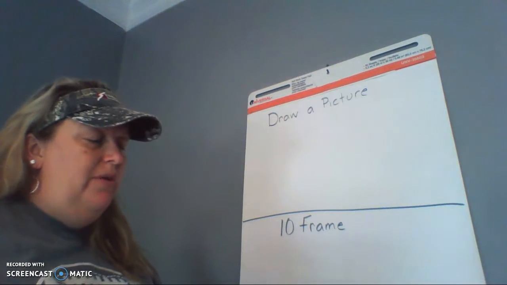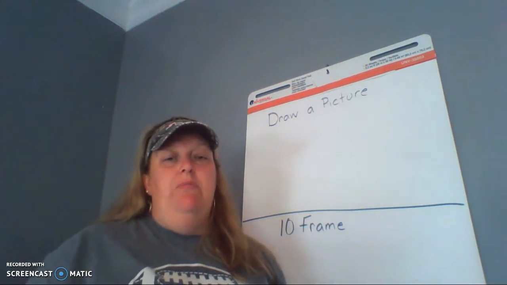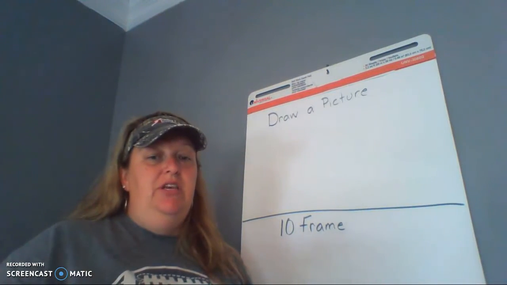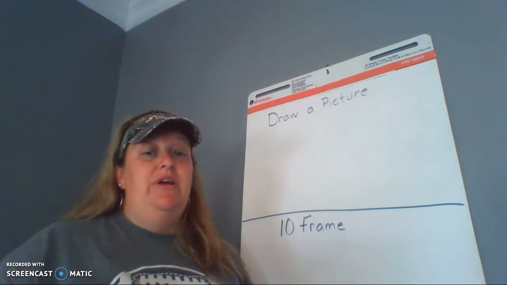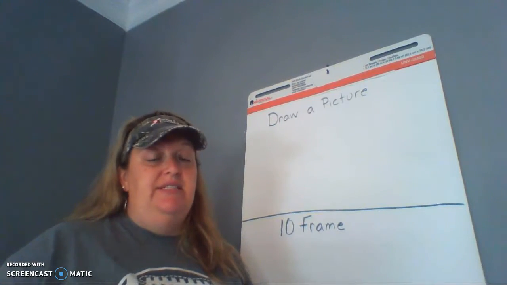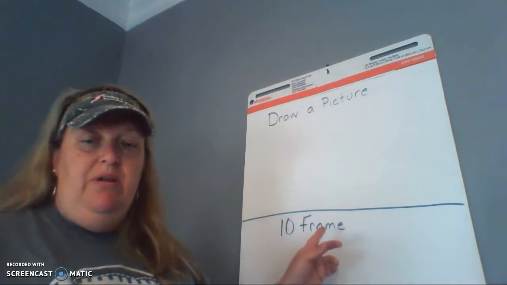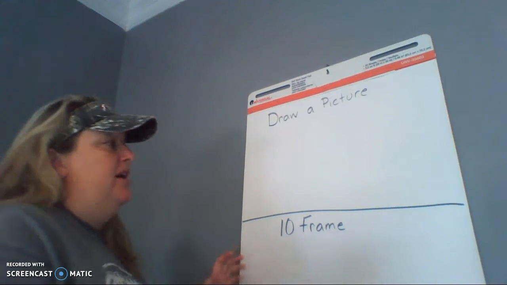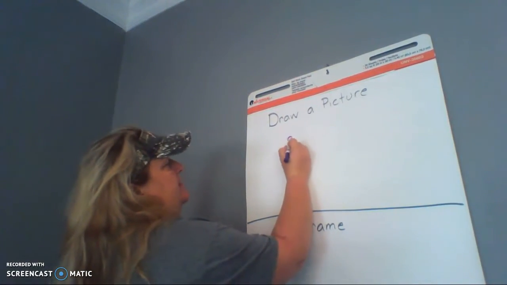Okay? My important numbers in this problem are 9, because that's how many she started with. And then how many did she give away? 6. Great job. She gave away 6. So the first thing I'm going to model is drawing a picture. Remember, when we draw a picture, we just draw dots. So I'm going to draw 9 dots.